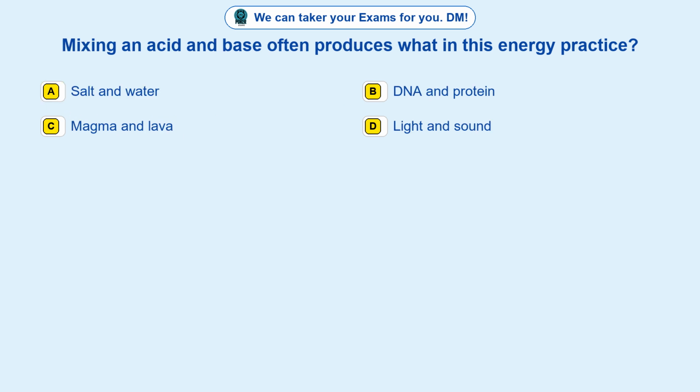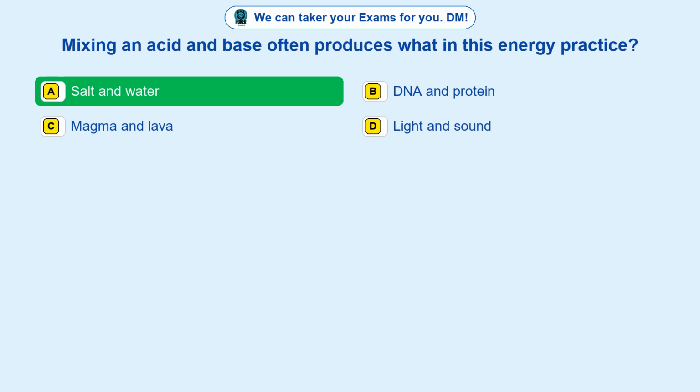Question 38. Mixing an acid and base often produces what in this energy practice? Option A, salt and water. Option B, DNA and protein. Option C, magma and lava. Option D, light and sound. The correct answer is option A, salt and water.